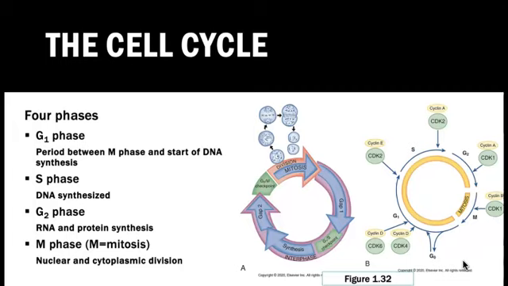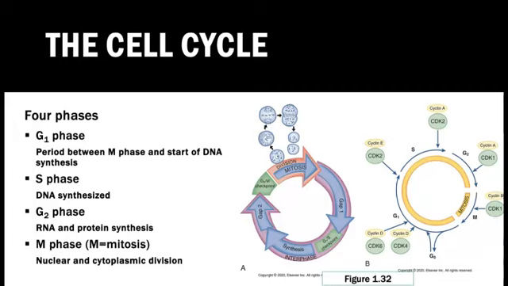So let's talk about the 4 phases of our cell cycle. We've got our G1 over here, which is the period between mitosis and the start of DNA synthesis. When we go into our S phase, this is when we are synthesizing our DNA. And then our G2 phase is going to be when RNA and protein synthesis take place. And lastly, the M phase is where mitosis is happening, where we're actually getting cellular division.